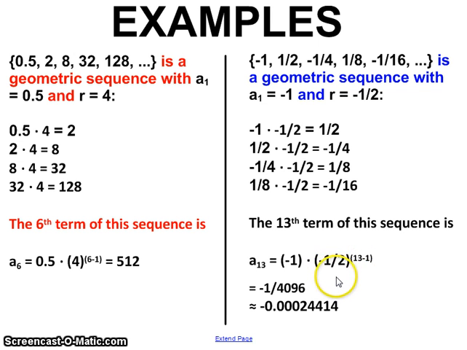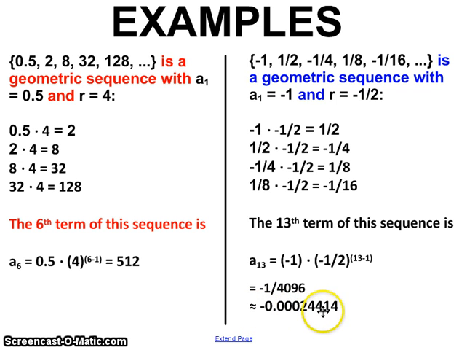Be very careful when you are raising a negative number to a power on your calculator. You need to put it in parentheses because the calculator does order of operations where it's going to do the exponent part first and then put the negative sign on, and that may not give you the correct answer. If you do this correctly, you should get negative 1 over 4096, which is approximately equal to this decimal number right here.